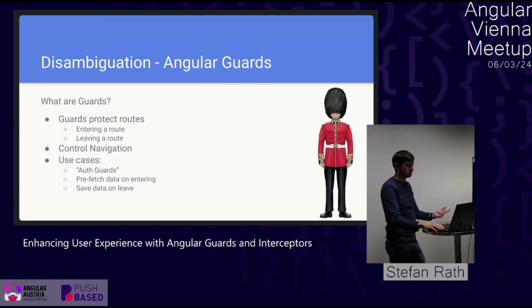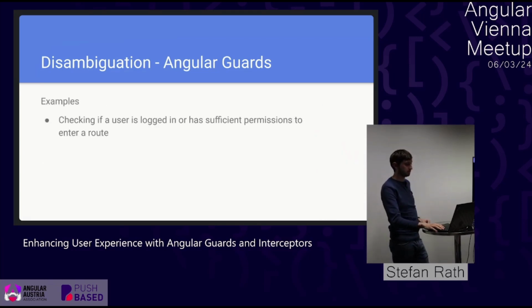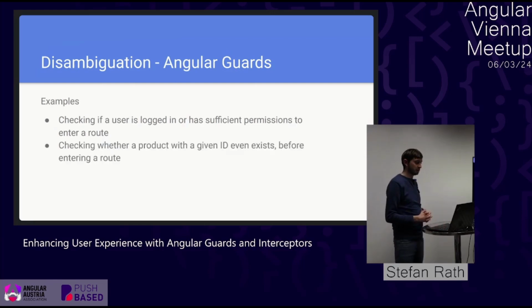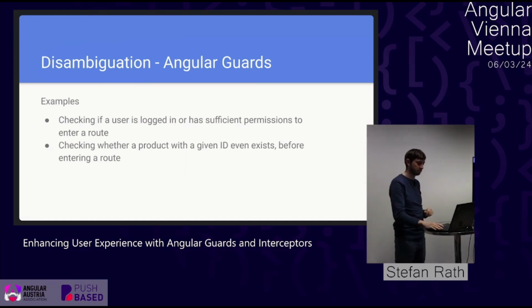And yeah, a few examples. Checking if a user has sufficient permissions to enter a route. I think this is the most obvious thing when we talk about guards. Checking whether a product or a given ID even exists, which is the semantic of the URL of the route. Is this okay or not? I will show an example later.